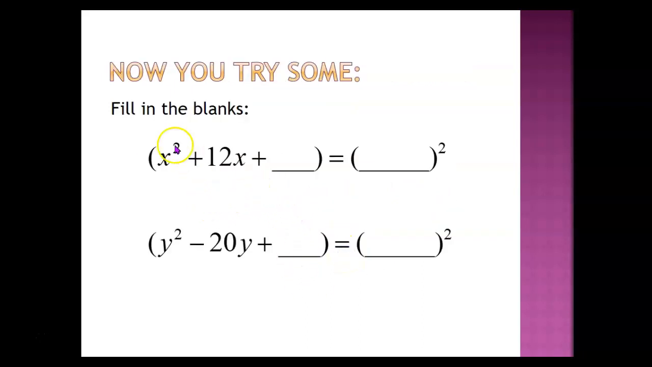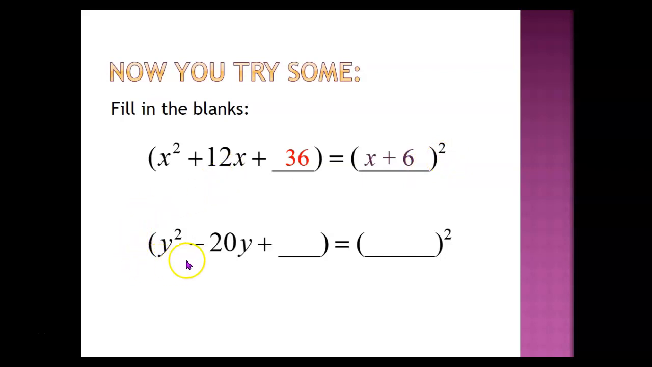So now you try some. If we have x squared plus 12x plus blank equals (blank) squared, what goes in the blanks? Remember, look at the number in front of the x, take half of that number and square it. So half of 12 would be 6, squared would be 36. And then what goes over here is an x plus a 6. That was what we had to square to get this. So this x squared plus 12x plus 36 is equal to this (x plus 6) squared.